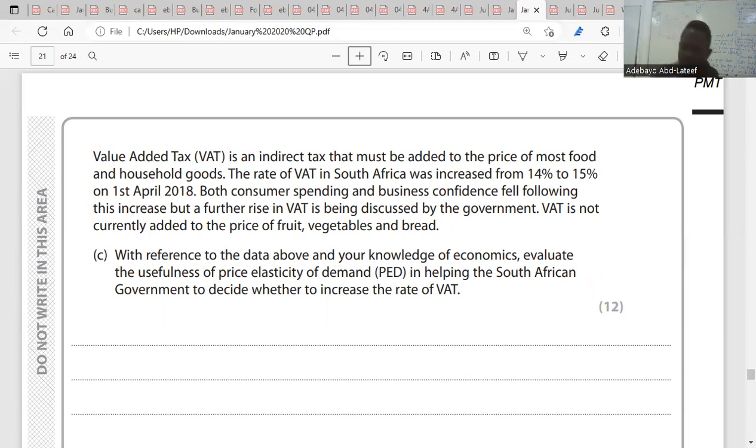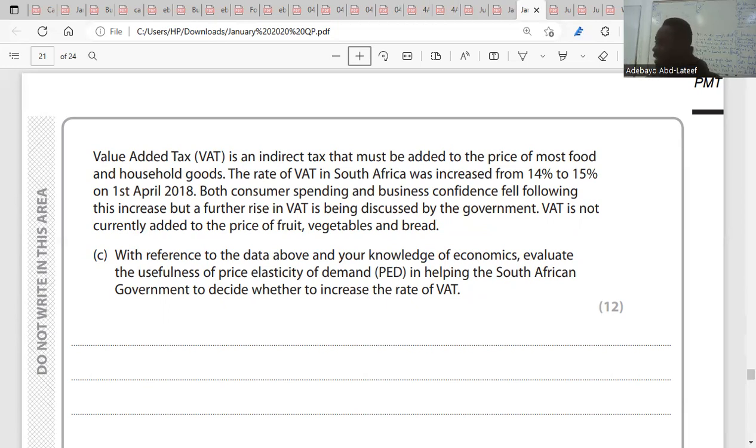Are you getting it? So here I wrote, after VAT in South Africa increased by 1% in 2018, many goods and services were more expensive, meaning that the demand for goods with elastic demand, PED greater than 1, would have fallen by a large percentage. So those goods that are price elastic, customers will stop buying them. So the demand for such goods will fall.